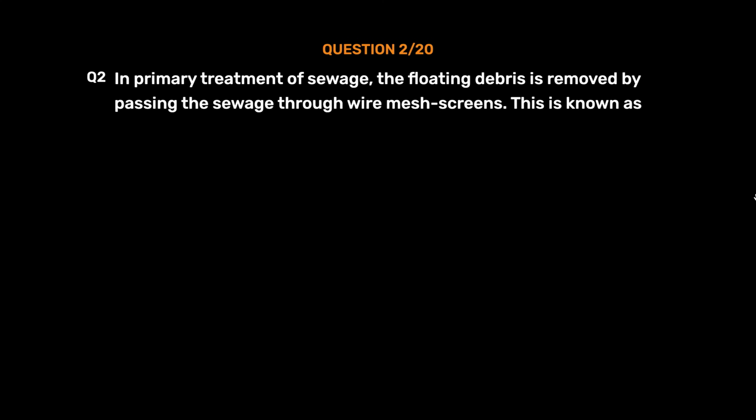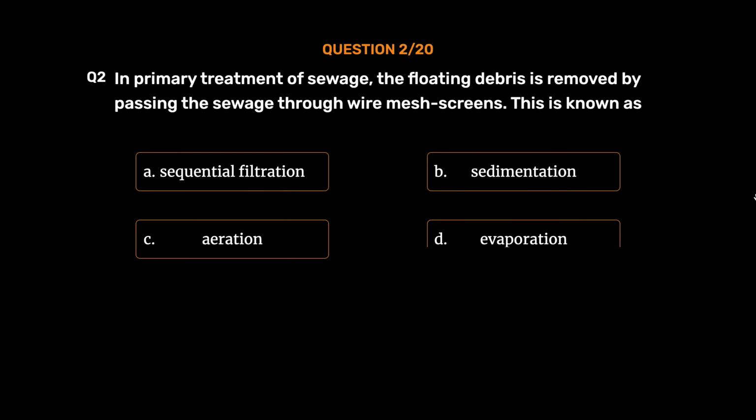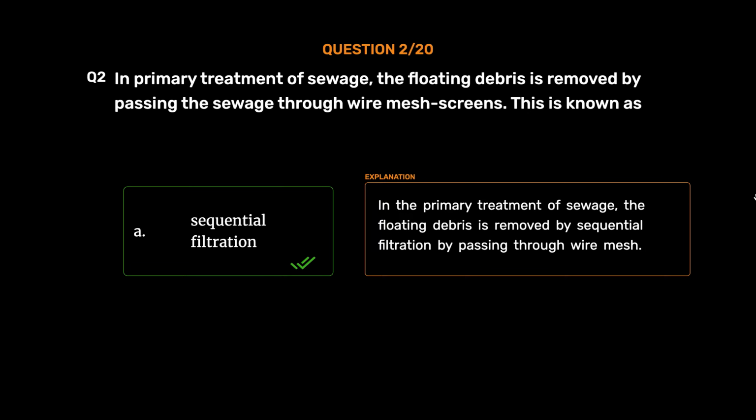Question number 2. In primary treatment of sewage, the floating debris is removed by passing the sewage through wire mesh screens. This is known as Option A. Sequential filtration. Option B. Sedimentation. Option C. Aeration. Option D. Evaporation. The correct answer is Option A. Sequential filtration.